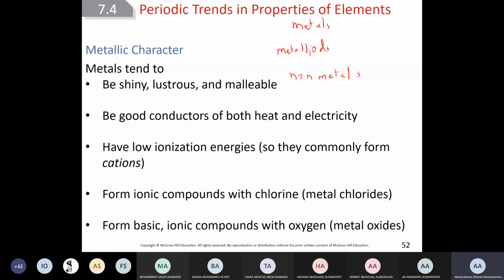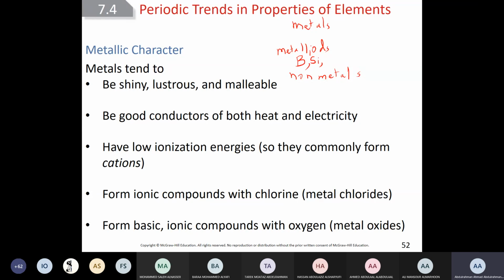Give me examples of metalloids. Silicon. Germanium. Observe from the top: boron, and then what? Silicon, yes, exactly. What else? Germanium. Unfortunately I don't have a periodic table. I wish I had one.